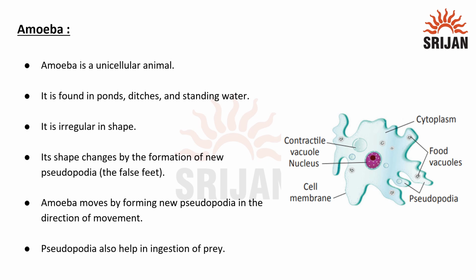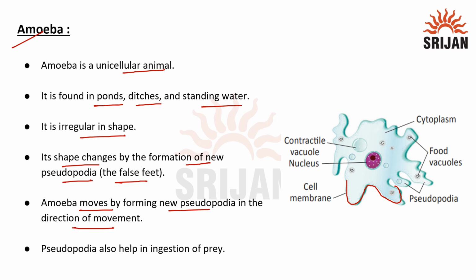Let's take a look at amoeba. Amoeba is a unicellular organism which is found in aquatic habitats like ponds, ditches, and standing water. It is irregular in shape and its shape changes by formation of new pseudopodia. Pseudopodia is the false feet that amoeba has. So the structures which we can see over here are called as pseudopodia. Amoeba moves by forming new pseudopodia in the direction of movement, and pseudopodia also helps amoeba in ingestion of prey.